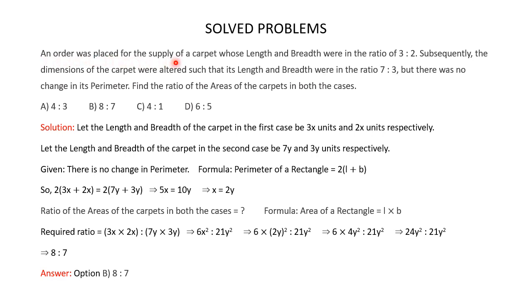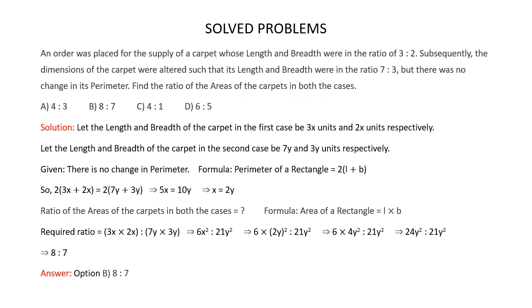An order was placed for the supply of a carpet whose length and breadth were in the ratio of 3:2. Subsequently, the dimensions of the carpet were altered such that its length and breadth were in the ratio 7:3, but there was no change in its perimeter. Find the ratio of the areas of the carpets in both the cases. Here you are given 4 options and you have to find out which of these options is the correct one. So here you are asked to find the ratio of the areas of the carpets in both the cases.